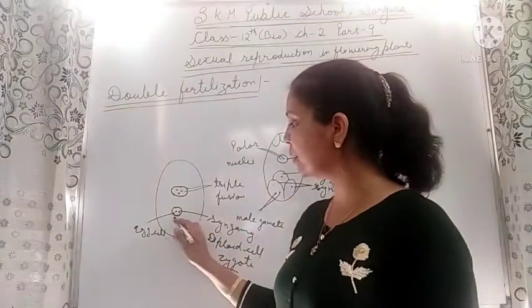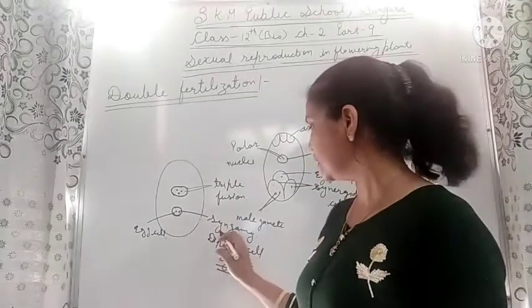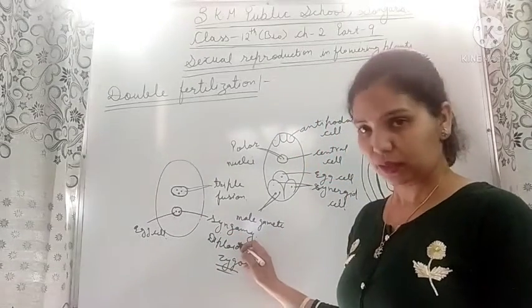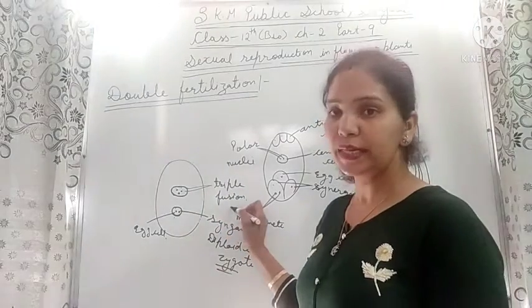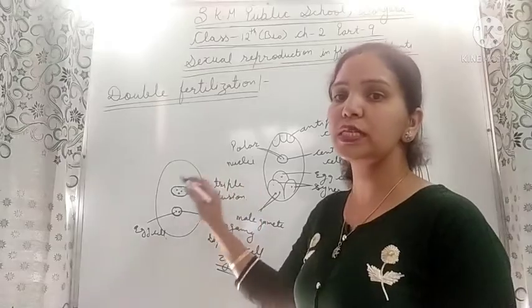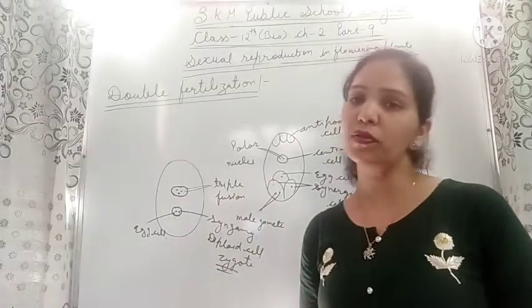One time, fusion happened with the egg cell. This is known as syngamy. And the second fusion is the triple fusion that takes place in the embryo sac. So this is termed as double fertilization.